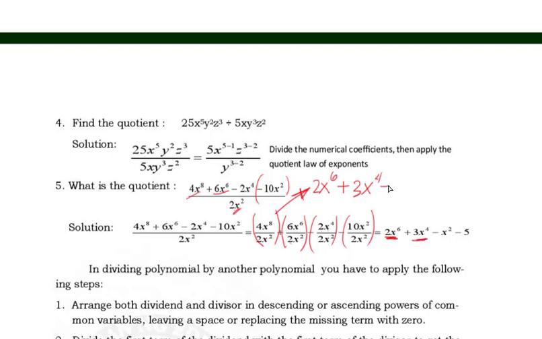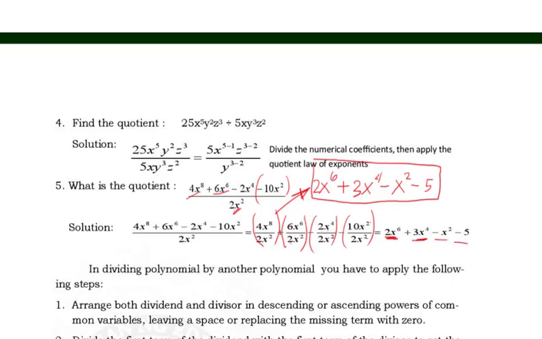The next, minus 2 divided by 2 is 1. So, pag 1, wag na isulat. And then, x raised to 4 divided by x raised to 2 is x raised to 2 kasi 4 minus 2. And then, the last one, 10 divided by 2 is 5. Since magkatulad ang kanilang exponent, is equal to 1 na yon. Kaya, pag 1, huwag natin isulat kasi 5 times 1 is 5 pa rin naman. So, final answer is 2x raised to 6 plus 3x raised to 4 minus 2x square minus 5. So, yan ang ating final answer.